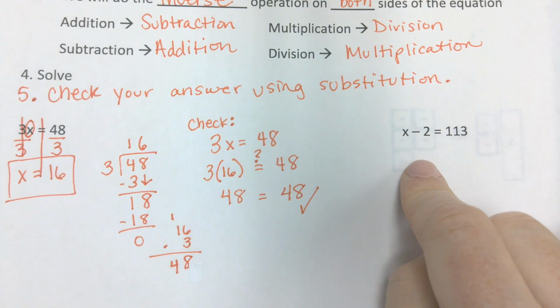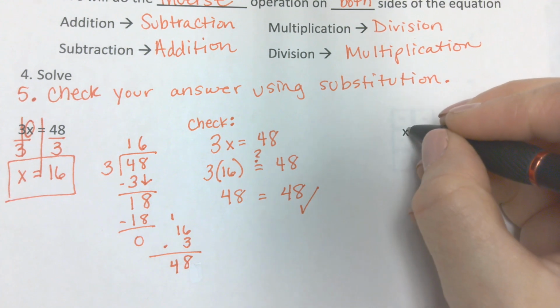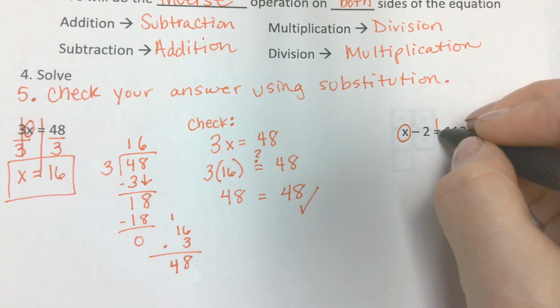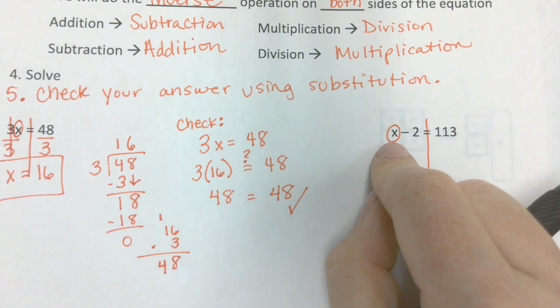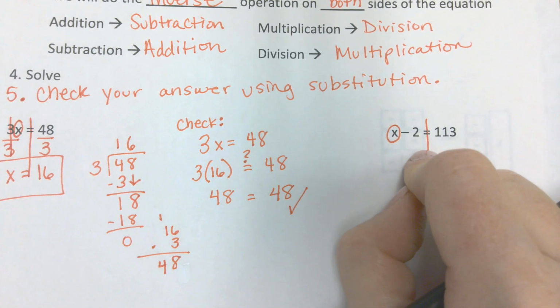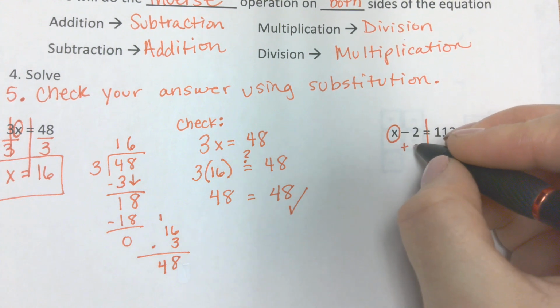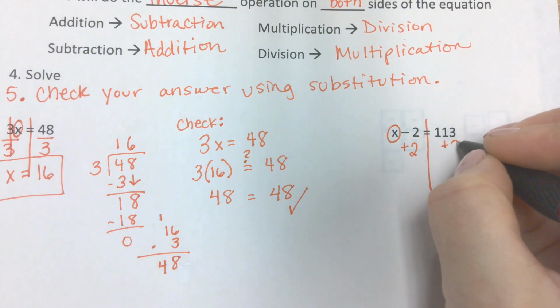Okay, so let's do the next one. X minus 2 equals 113. Circle your variable. Draw your line down your equal sign. What is happening to x? X minus 2. Yep, so we are going to add underneath. Whatever you do to one side, you have to do to the other.